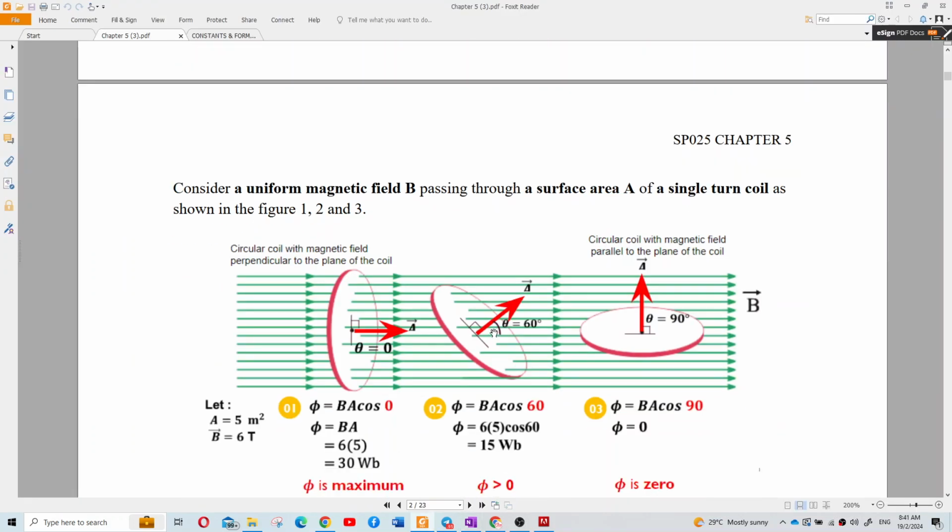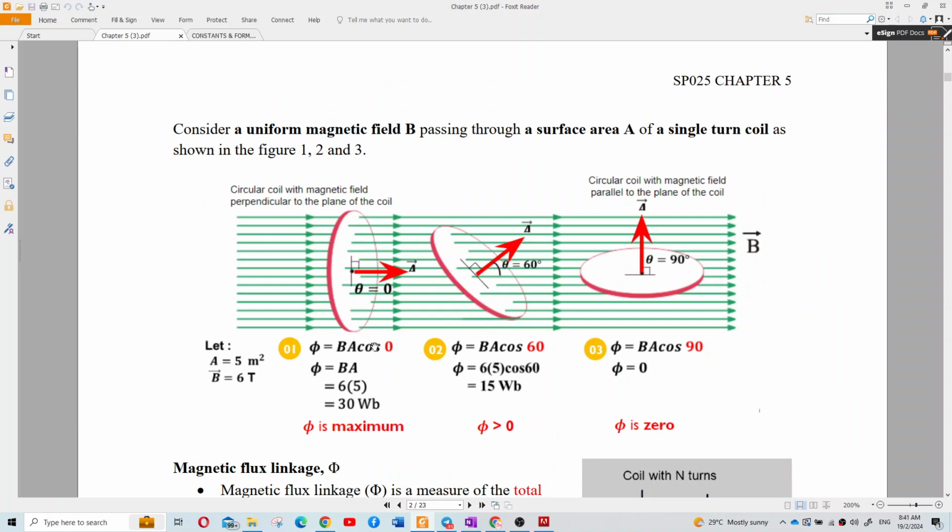So here I have several examples. See that, class? Consider a uniform magnetic field passes through a certain area for a single turn. Like you see this one, just now I said this one has maximum flux. But if you have a certain angle already, the flux becomes lesser compared to the first one. And if the area is horizontal, parallel to the magnetic field, the flux becomes 0, because no line passes through that area.